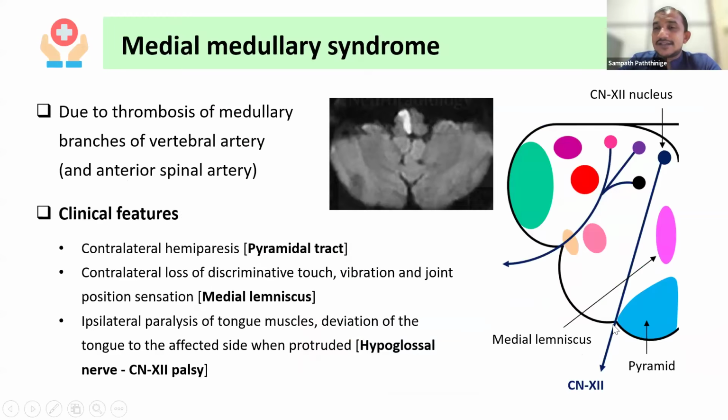Medial medullary syndrome affects the central part of the medulla. That basically contains the pyramid, so that will lead to contralateral hemiparesis. The medial lemniscus will lead to contralateral loss of discriminative touch, proprioception, vibration, those types of things. And the patient will have hypoglossal nerve palsy on the same side. So that is what you see in the medial medullary syndrome.